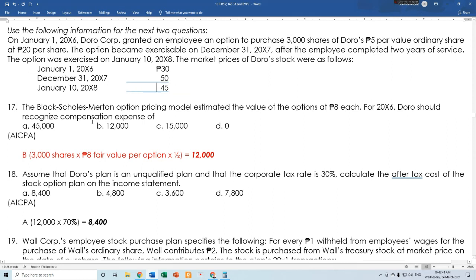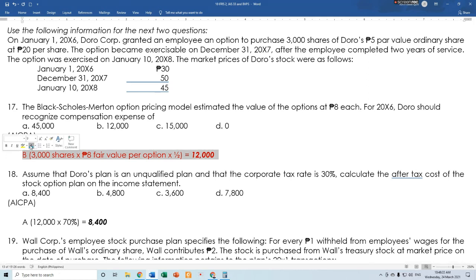Okay. So, dong number 17, the Black-Scholes Merton option. Yan yung kompleto, Black-Scholes Merton. Pero usually kasi Black-Scholes lang ginagamit. Hindi ko alam bakit nila tinanggal si Merton. Okay, so anyway, so Black-Scholes model natin estimates the fair value at 8. So at least given na yung 8, walang problema. For 20x6, magkano ang compensation expense? So kunin mo yung 3,000 shares, multiply natin ng fair value na 8, kasi 8 yung fair value based on the Black-Scholes model. Tapos 2 years, so divide by 2 na lang. Ang lalabas ay 12,000. Yun yung expense natin.